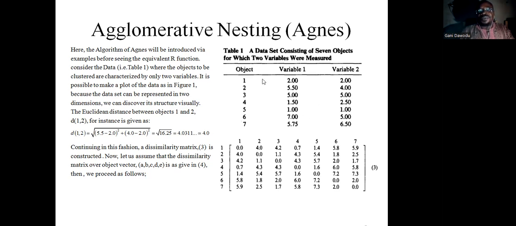If I do that for all the objects in here, I'll have a symmetric matrix that will be very, very similar to your correlation matrix, because the diagonal entries will always be 0. And this is distance from 1 to 2 or 2 to 1 if you like. Either way it is 4.0.